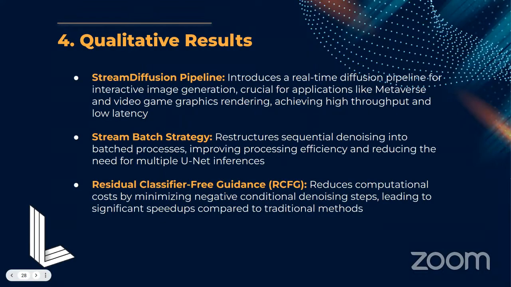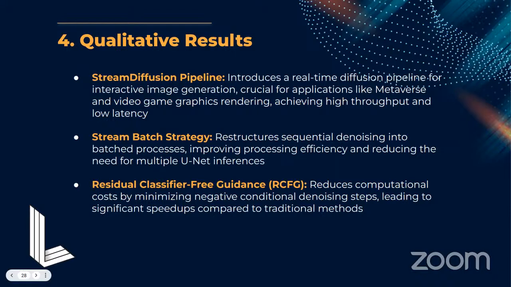In the qualitative results, the StreamDiffusion pipeline introduces a real-time diffusion pipeline for interactive image generation, crucial for applications like Metaverse and video game graphics rendering, achieving high throughput and low latency. The stream batch strategy restructures sequential denoising into a batched process, improving processing efficiency and reducing the need for multiple UNet inferences.